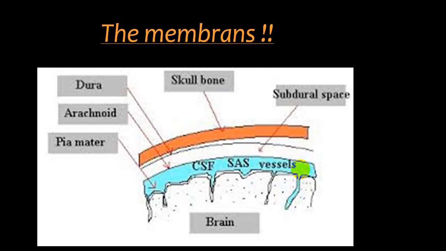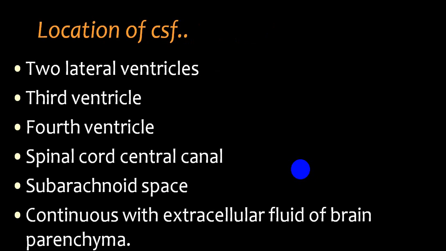There are three membranes. One membrane which is firmly attached close to the brain, we call pia mater. Then we have the arachnoid mater. Between the brain and arachnoid mater, CSF will be circulating, and outside the arachnoid mater is the dura mater. So there are three layers. We have subdural space, extradural space, subarachnoid space, and then comes the parenchyma of the brain.